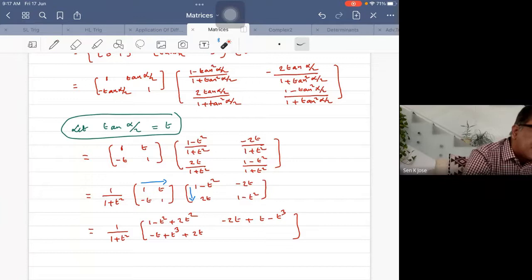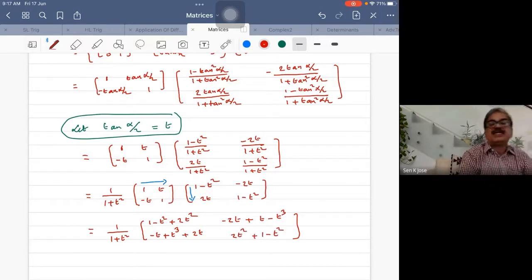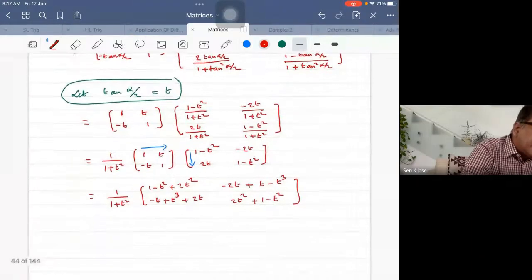Do you all see this? The second row from here goes along the first column. So minus t into 1 minus t square is minus t plus t cubed, plus 1 into 2t is 2t. And then second row into the second column now. So minus t into minus 2t is 2t squared, plus 1 into 1 minus t square is 1 minus t square. This is what I get. Check all of you. All right, I'm going to simplify this inside that matrix now.